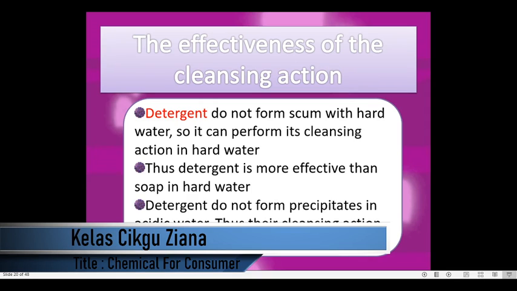Detergent does not form scum with the hard water, so it can perform its cleansing action in hard water. Dia tak perform dalam soft water, so perform dalam hard water. The detergent is more effective than soap in a hard water. Detergent does not form precipitate in acidic water, thus its cleansing action is not affected.